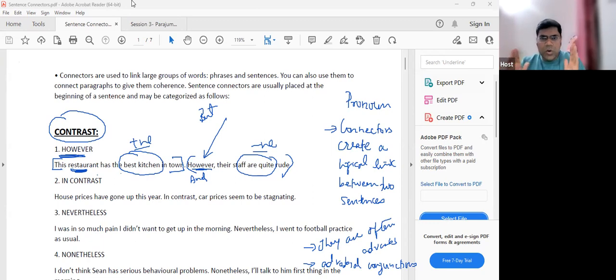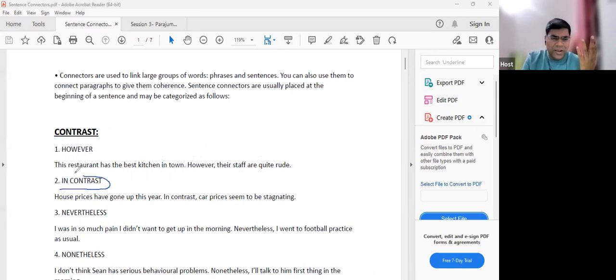So however is just one word. You can also use many other different kinds of connectors. For example, look at in contrast. Now this is basically a kind of connecting phrase. House prices have gone up this year. In contrast, car prices seem to be stagnating. So one thing is going up, the other is stagnant. So you say in contrast.